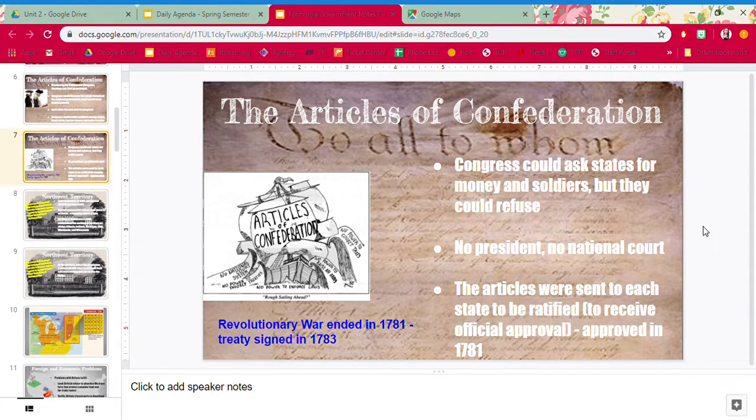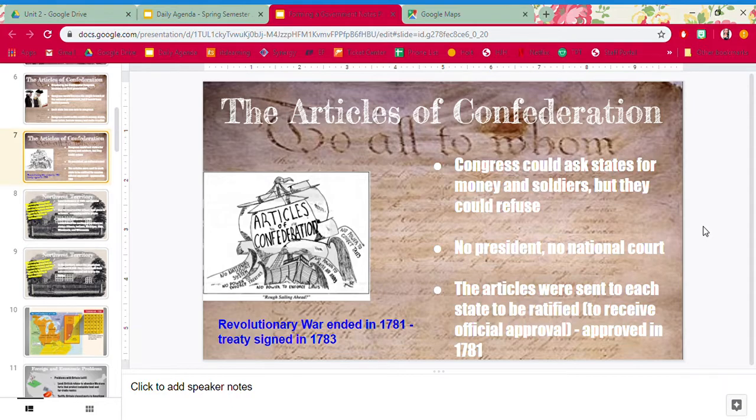Additionally, this one branch could ask the states to send money and send soldiers, right? Think during the American Revolution, but each state could refuse. So if they're like, hey, we got George Washington camped out here in Valley Forge, we need some soldiers, we need some supplies. Pennsylvania, can you help out? Pennsylvania could have just said, no, we're good, thanks.